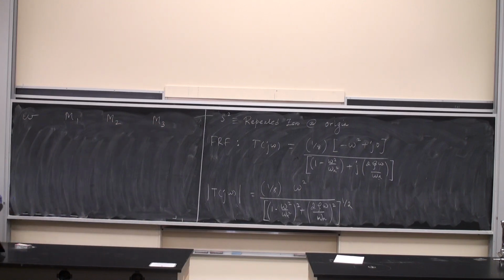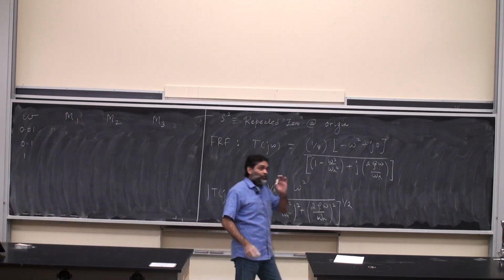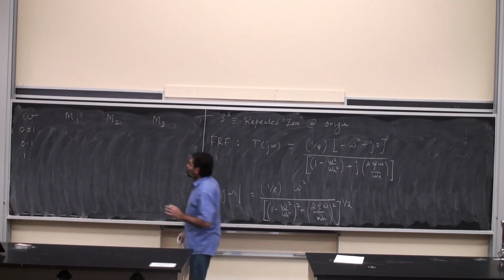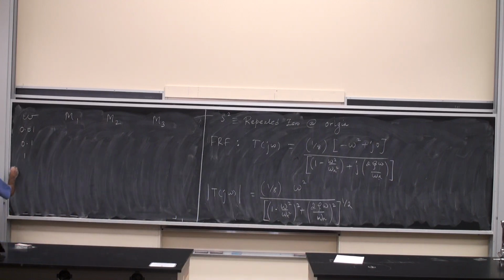Omega, M1, M2, and M3. Omega typically starts at 0.01. Then you go to 0.1, then you go to 1. Whenever you're doing underdamped systems, mark your omega n value. So when omega is equal to omega n, which is 2. Then I go to the next decade increase. Omega is equal to 20, which is 10 times omega n. You can keep going as much as you want.